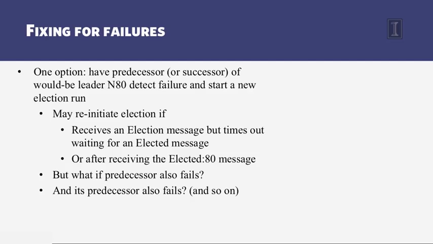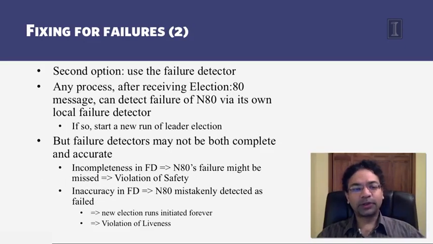However, the predecessor itself, which is responsible for detecting N80's failure, might in fact fail, right? In which case, you have no one to detect the failure of the leader. You might say, well, okay, what about the predecessor's predecessor, which might now take over its job? What if that process also fails? A second option is to use a failure detector itself. Any process after receiving the election 80 message can detect the failure of N80 via its own local failure detector. If you detect a failure, then you can start a new run of the leader election.